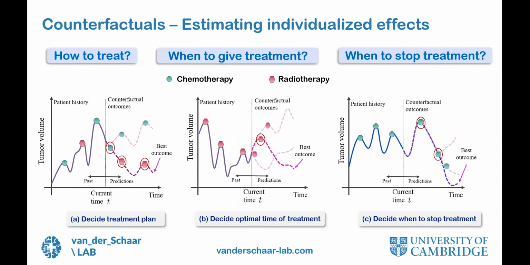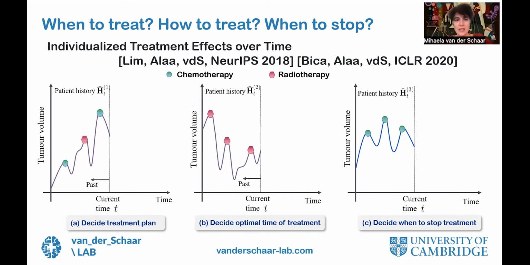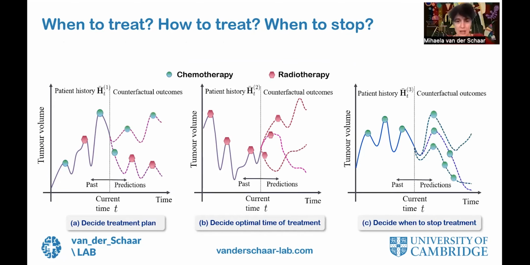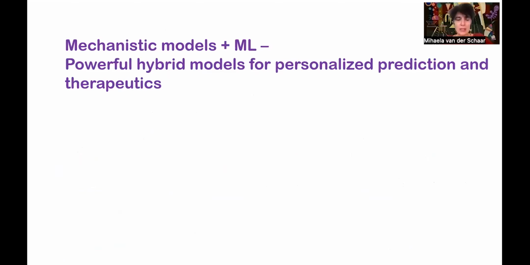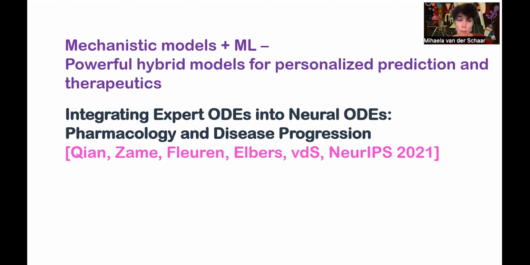And also we can use this to do longitudinal estimation of treatment effects, trying to understand how to treat, when to give treatment, and also importantly, when to stop treatment. This can be done for a variety of diseases, and one of the ones that we have looked at is cancer. Another one that we have been looking at is combining pharmacological models with disease progression model for treating COVID.